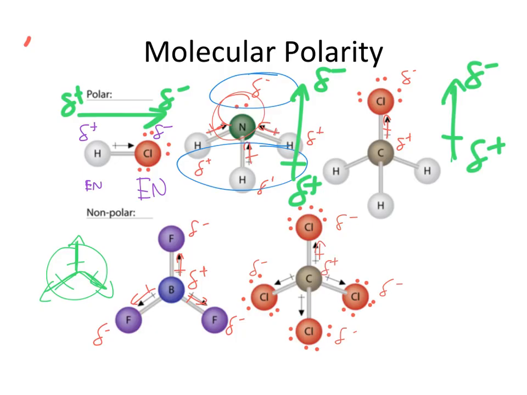Now in this case, again, they're pulling in opposite directions, and the magnitude of their poles is the same. The reason the magnitude of their poles is the same is because they're the same atoms, the same bond. It makes them all slightly negative on the side, but it also cancels them out. They're all pulling in opposite directions with the same amount of pull.